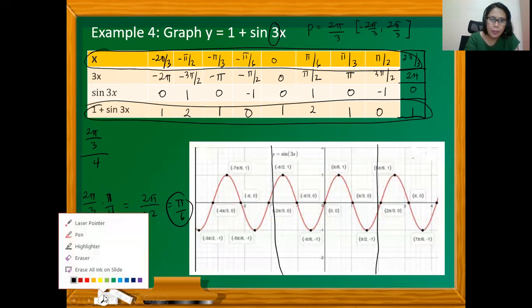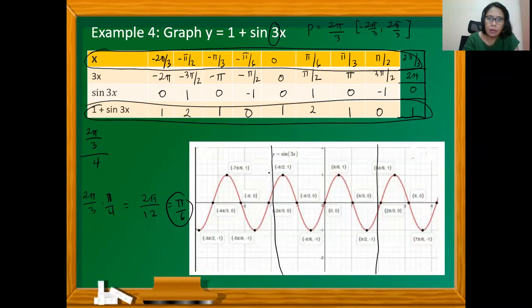So, this will be located here. So, this is negative 2 pi over 3, 1. So, negative pi over 2, 2 will be somewhere here. So, the graph will be, okay, pi over 6, okay, here, there. So basically, the graph will move up by 1 unit.